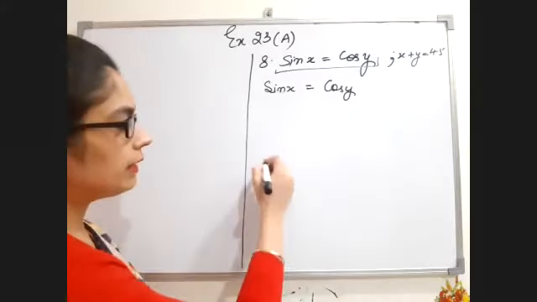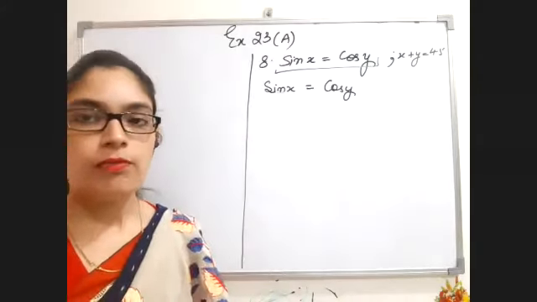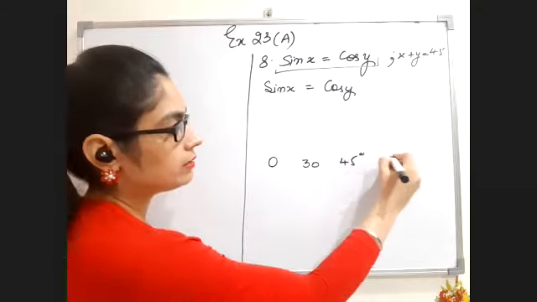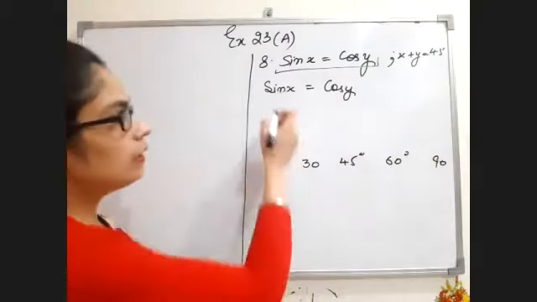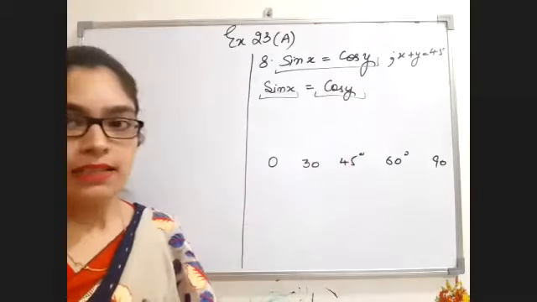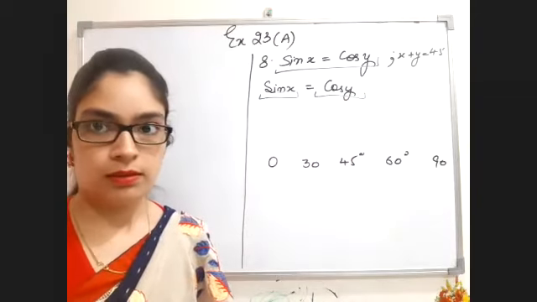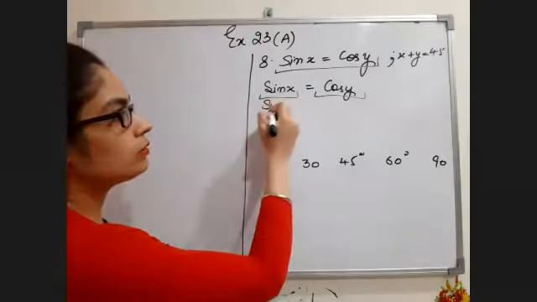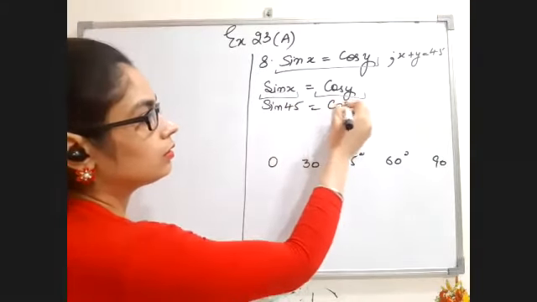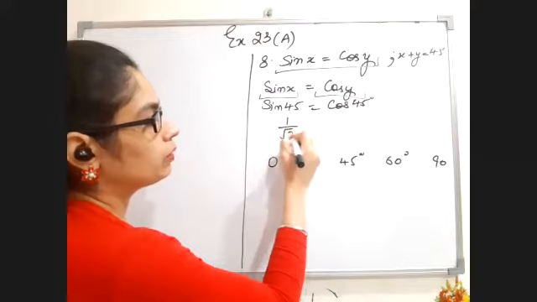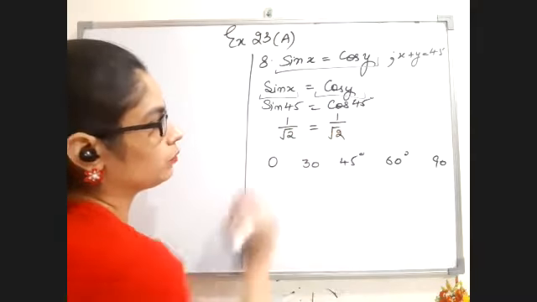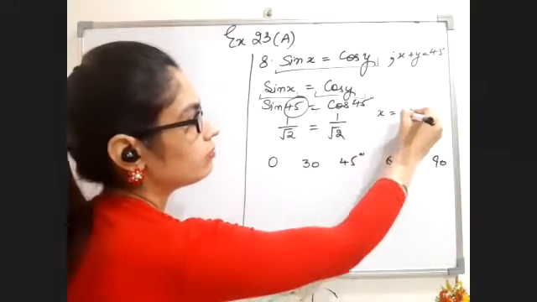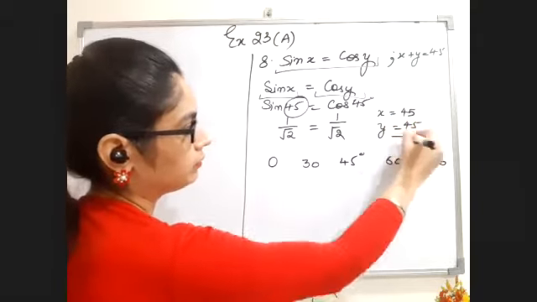We have done the trigonometric ratios and their values at the standard angles: 0 degrees, 30 degrees, 45 degrees, 60 degrees, then 90 degrees. At which angle the value of sin is equal to the value of cos? 45 degrees. We know sin 45 is equal to 1 by root 2, and this is also equals to 1 by root 2. So this is the angle. That means x is also equals to 45 and y is also equals to 45.